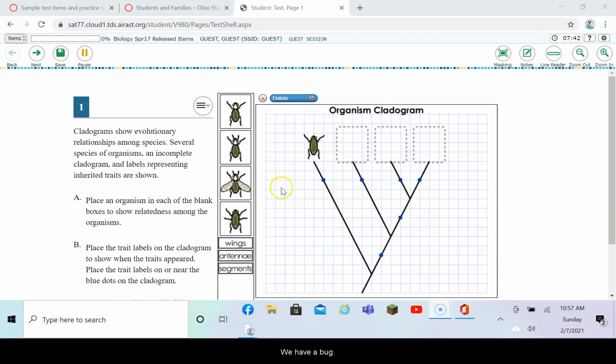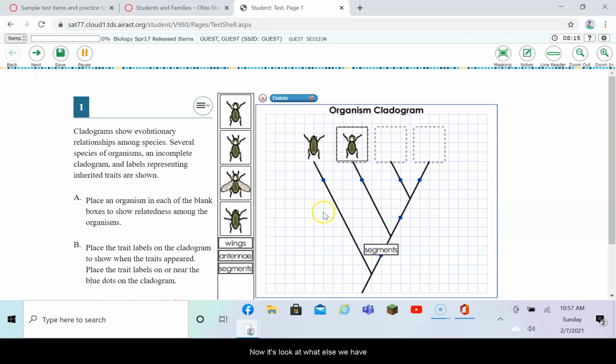Well, we have a bug. This bug doesn't have any antennas. This bug has a whole bunch of legs. But segments are one of the boxes that we have. So this one has a segment. So let's move him over here. And let's put the word segment on this blue dot. So what we're saying here, this bug would go up this path because he doesn't have a segment. This bug has everything that this bug has, and it has segments.